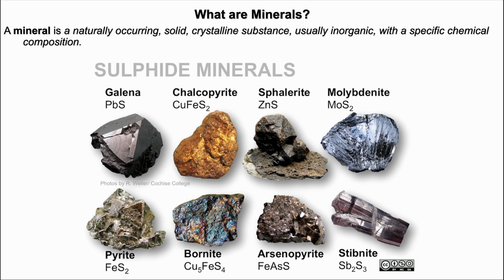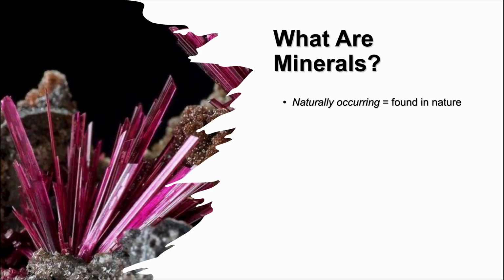Now, some examples here. These are sulfide minerals, which means they all contain sulfur. We have galena, which is a lead sulfide, chalcopyrite, an iron copper sulfide, sphalerite, a zinc sulfide, molybdenite, a molybdenum sulfide, pyrite, also known as fool's gold, iron sulfide, bornite, a copper iron sulfide, arsenopyrite, an iron arsenic sulfide, and stibnite, an antimony sulfide.